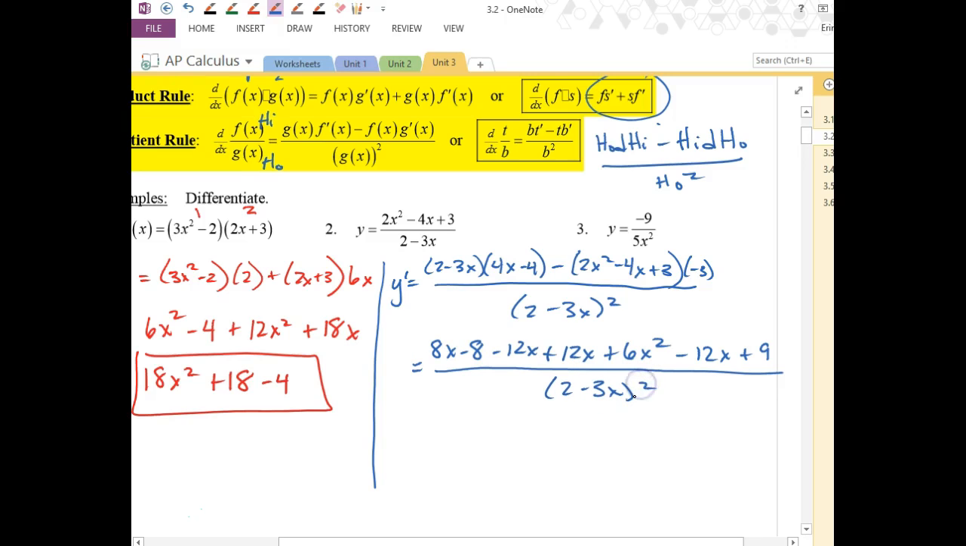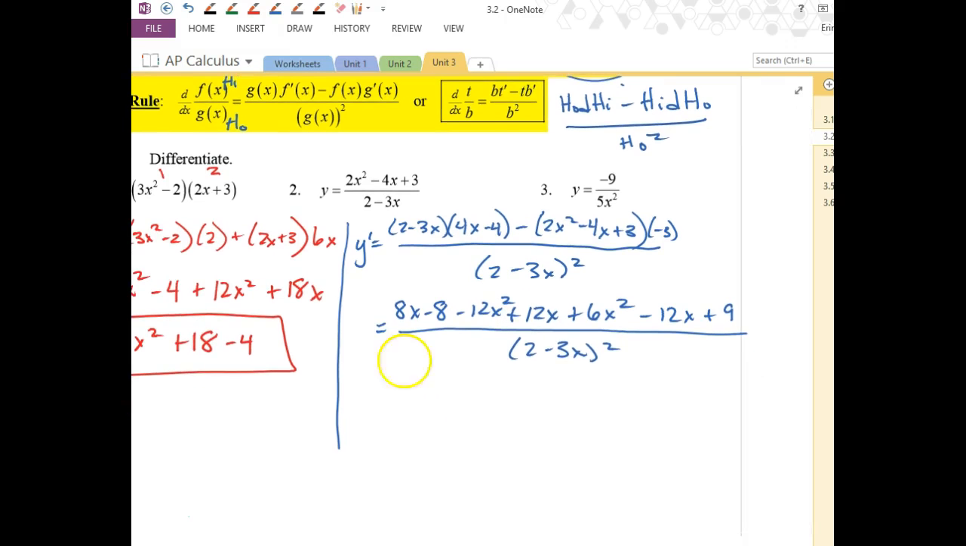Am I? Oh, on the 12x squared. Good catch, thank you. Okay, so on the top, we're going to combine like terms. So how many x squareds do I have? So -6x squareds. How many constants? Or not constants, excuse me, how many x's? So I have, those ones cancel, so 8 x's. And then my constant -8 plus 9, so 1.